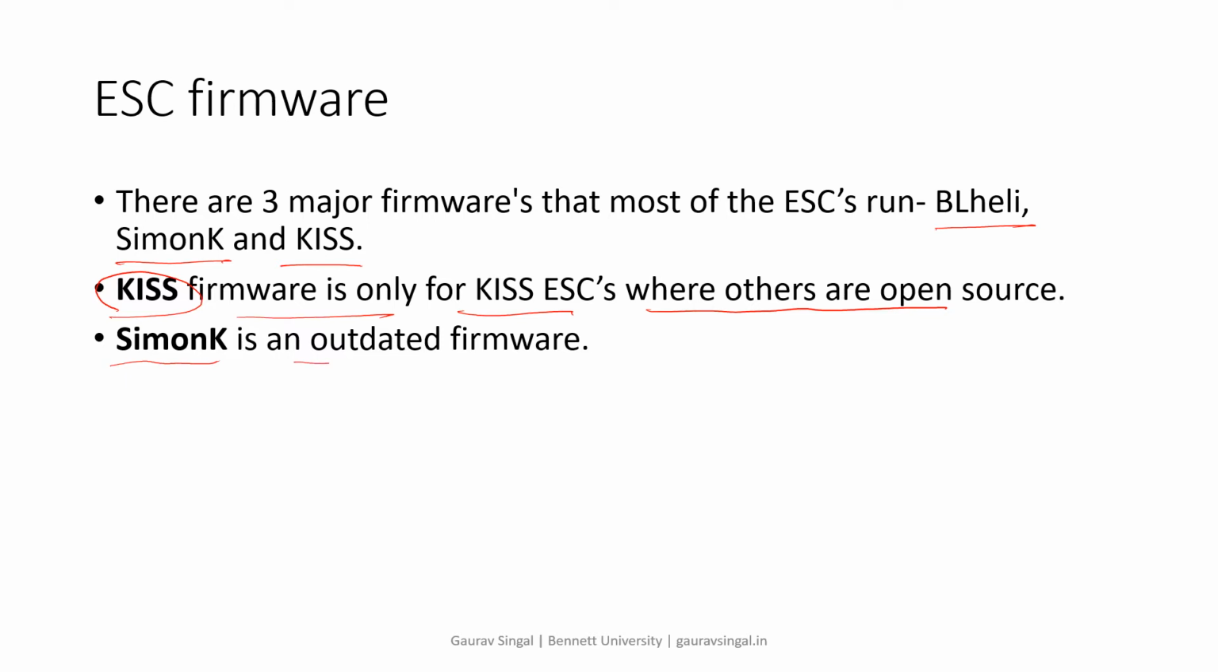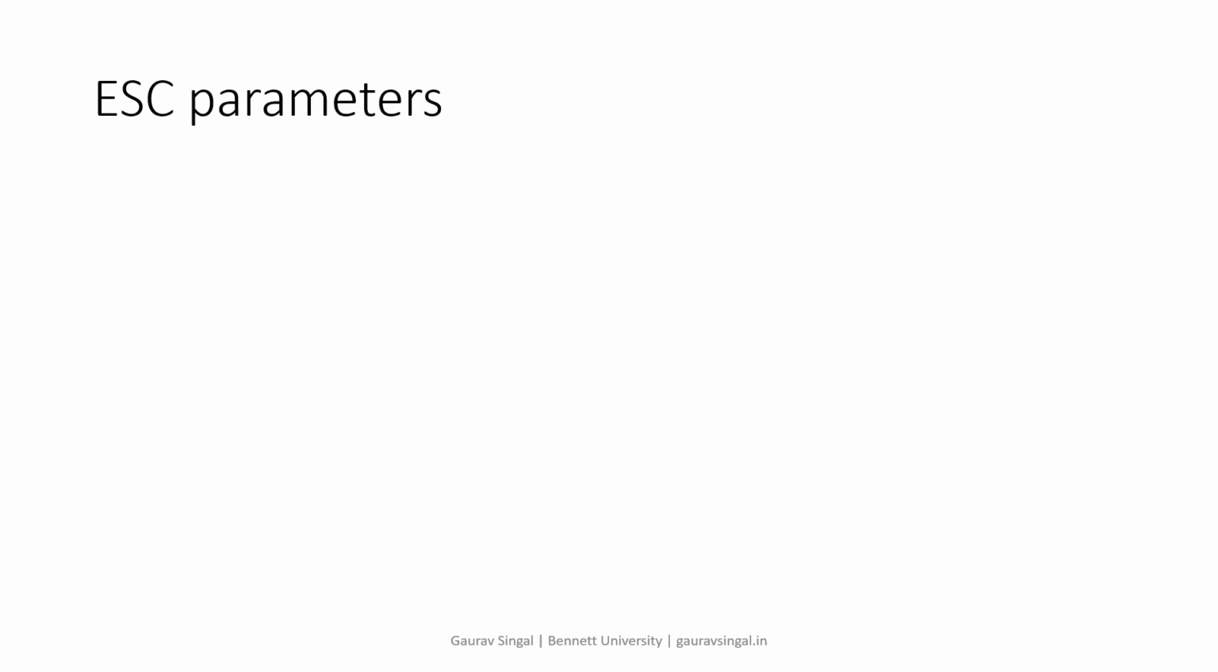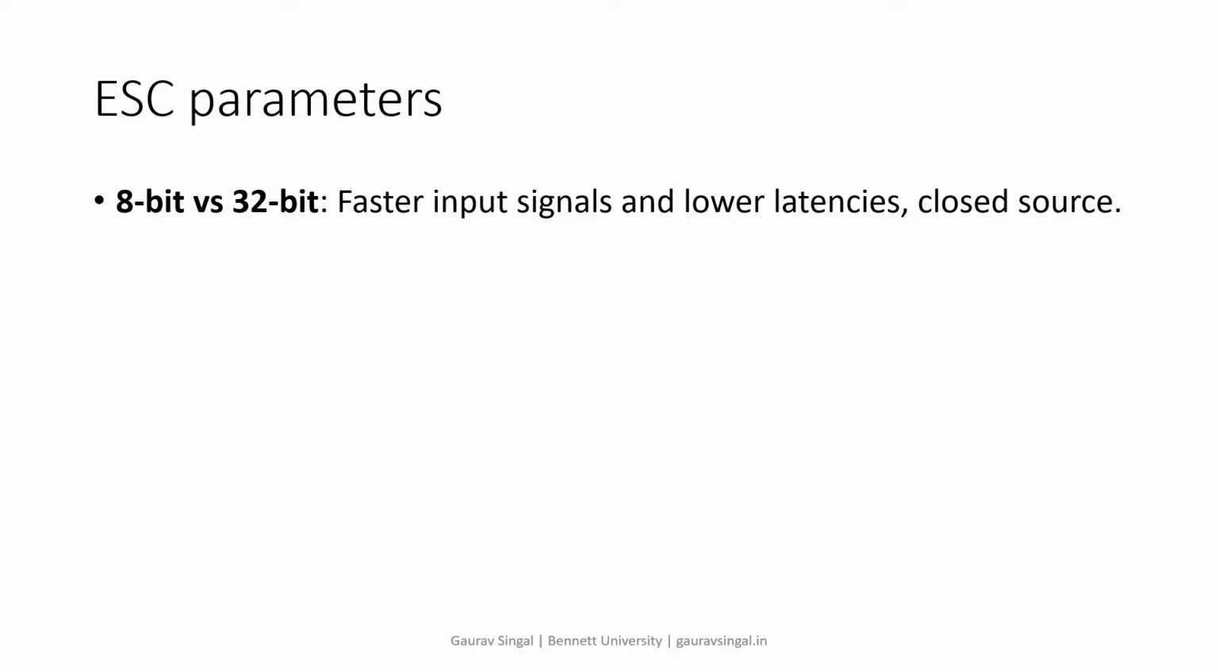SimonK, you can say, is an outdated firmware. Right now in the market, the ESC firmware is BLHeli. BLHeli is a popular choice because of its rich and user-friendly interface. There are two types coming in the market, BLHeli_S and 32-bit. One is S, one is 32-bit.